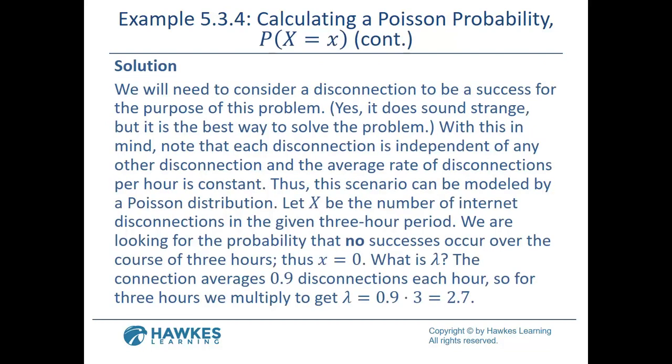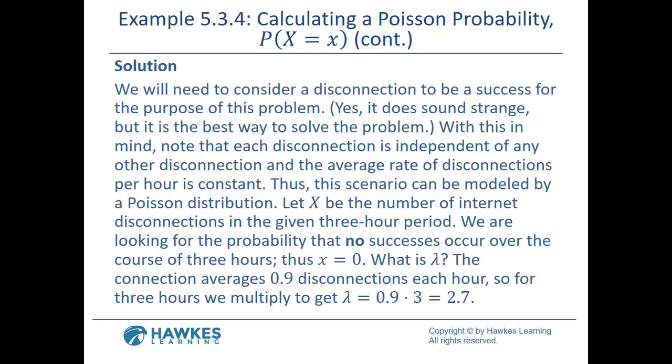Okay, so we need to consider that a disconnection is a success for this problem. I know that sounds a little strange, but we're saying that we stay connected the whole time, so it makes it a little bit easier to solve the problem this way. With this in mind, we note that a disconnection is going to be independent of any other disconnection. The average rate of disconnection per hour is constant, so we do meet the Poisson model. So X is going to be the number of internet disconnects in any given 3-hour period. Now, why did I switch to a 3-hour period? Well, because that's what I'm asking for on that interval.